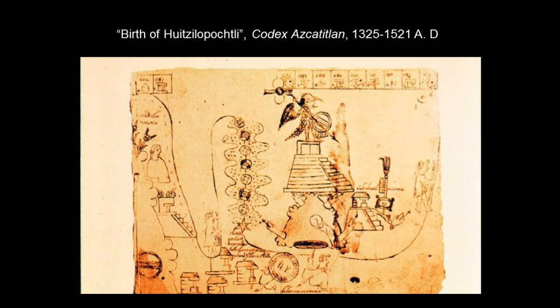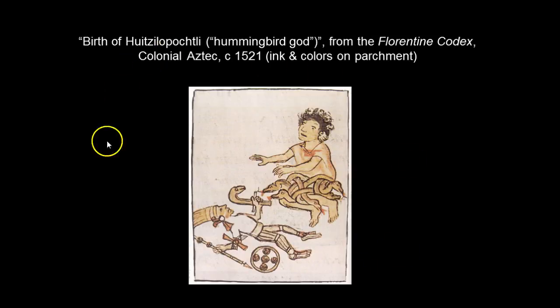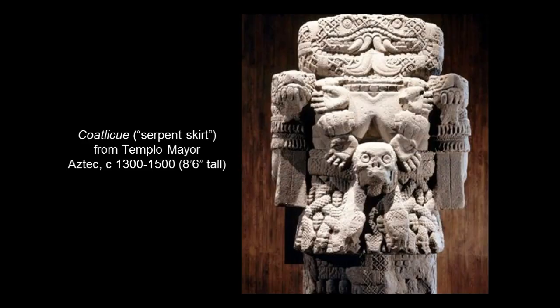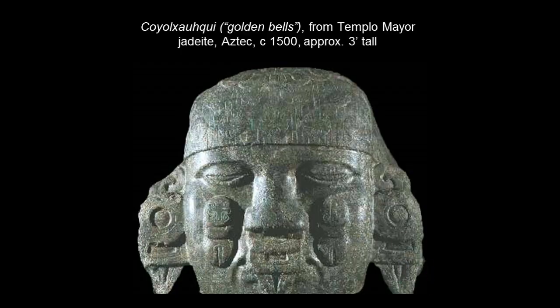According to one version, the mother Coatlicue was unharmed, which you can see here in the Florentine Codex. But in another version, Coyolxauhqui decapitated her mother, and at that moment Huitzilopochtli was born. The hummingbird god then dismembered and killed his sister and her brothers. The brothers were thrown into the sky along with the head of Coyolxauhqui, which you can see here.